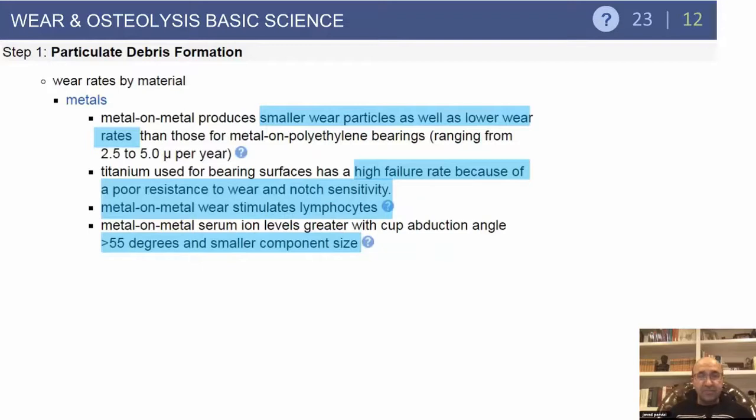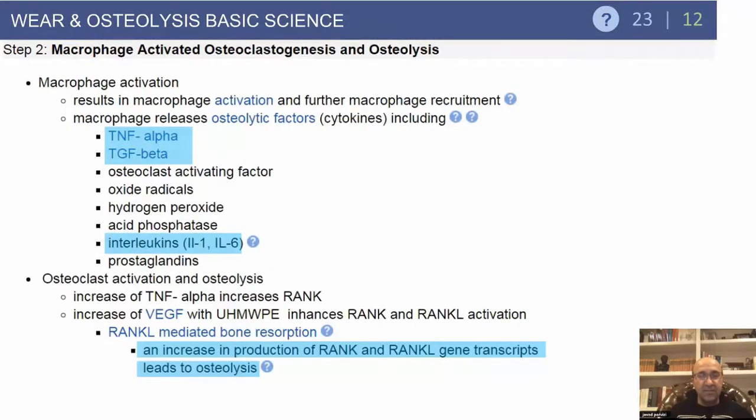Metals have smaller wear particles as well as lower wear rate, 2.5 to 5 micron per year. Titanium is not a great bearing surface. You need to remember this one as it is notch sensitive. Metal-on-metal wear stimulates lymphocytes, not macrophages, which has been asked in the exam commonly, and it is dependent on the size and also position of the components.